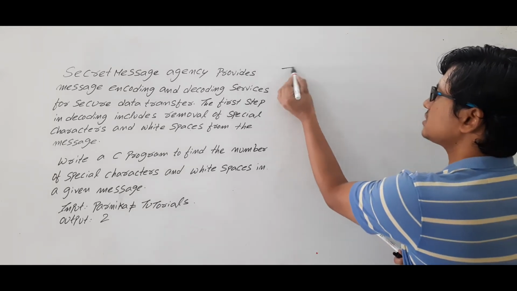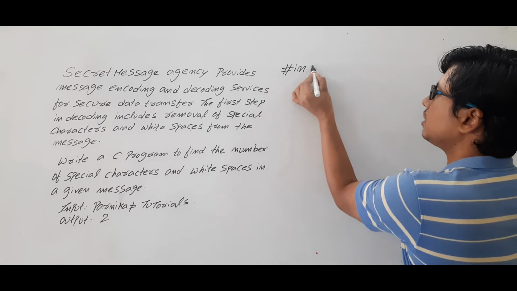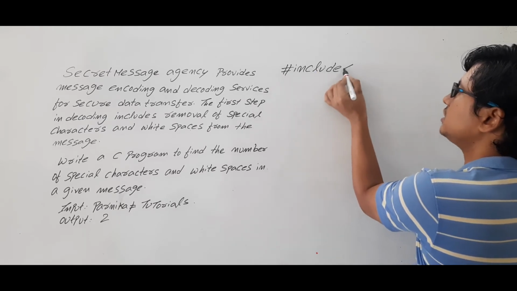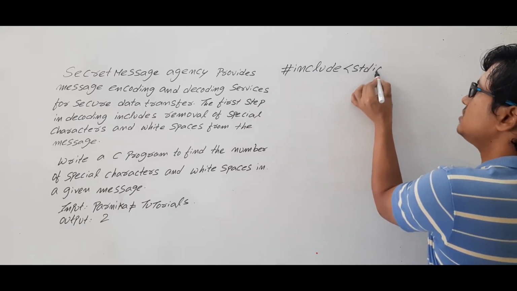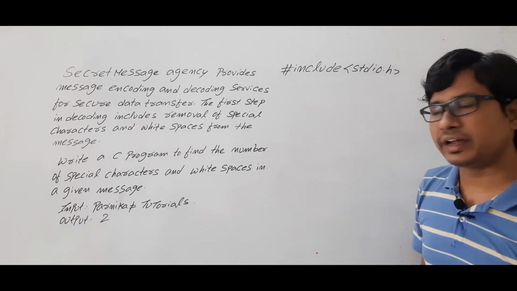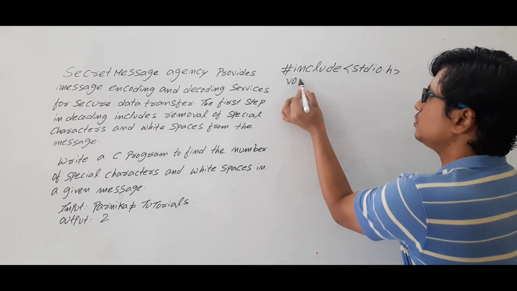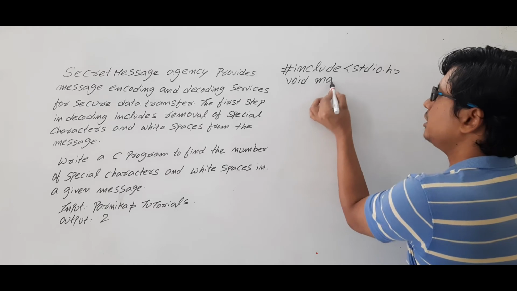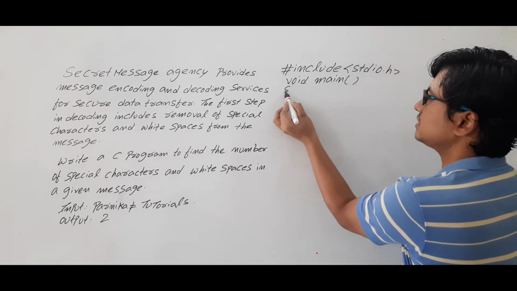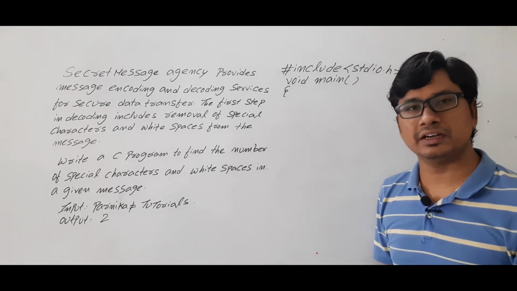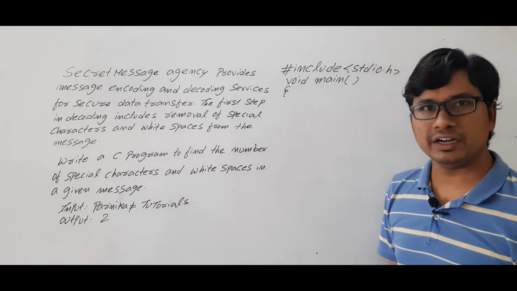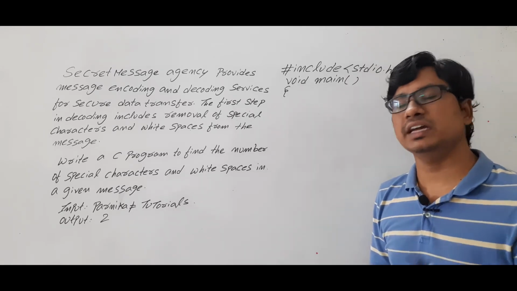As I need to write a C program, I need to include the header file called stdio.h, which is the standard input output header file, and I need to write void main. Main is a predefined function. Every function will have a return type. If I specify void there, this function does not return anything.